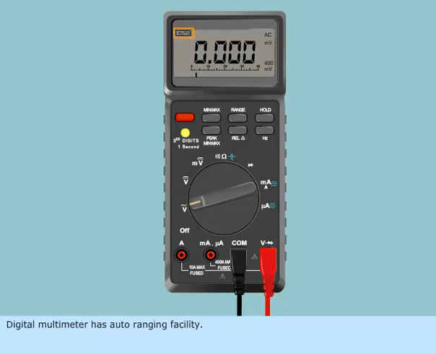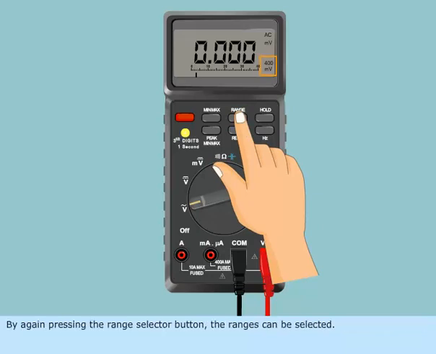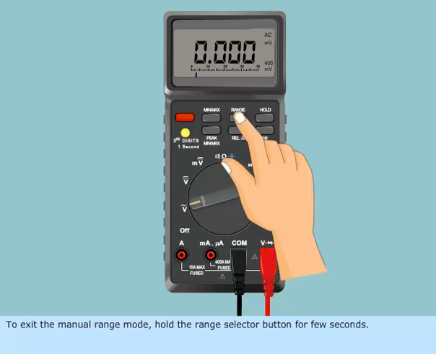Digital multimeter has auto-ranging facility. Press Range Selector push button to select Manual Range Mode to disable Auto Range Facility. By again pressing the Range Selector button, the ranges can be selected. To exit the Manual Range Mode, hold the Range Selector button for a few seconds.